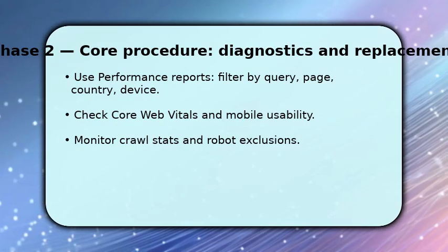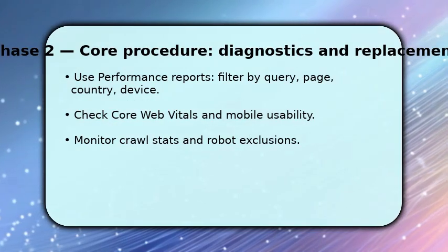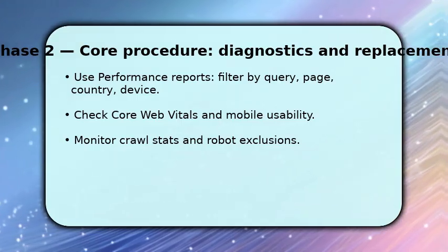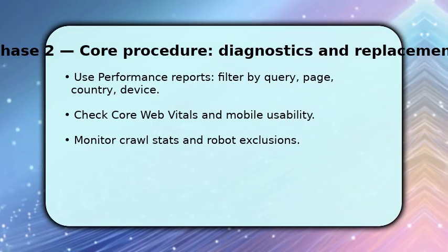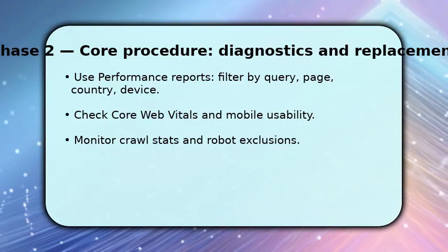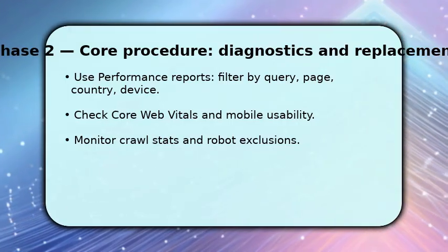Now analyze performance. Look at clicks, impressions, CTR, and average position. Filter by query, page, device, and date range to find opportunities. Then inspect Core Web Vitals and mobile usability to fix UX issues that affect ranking.